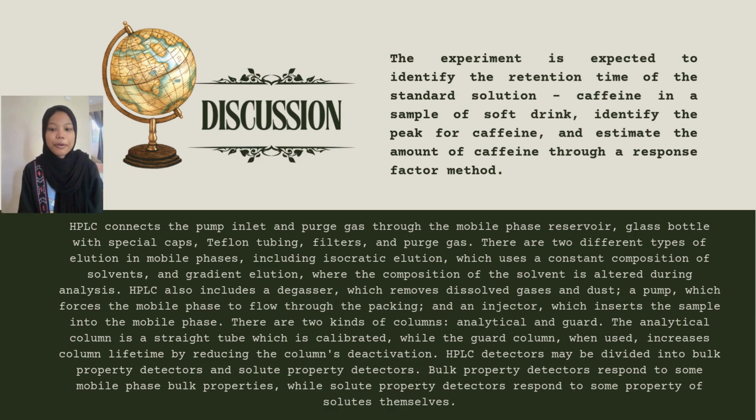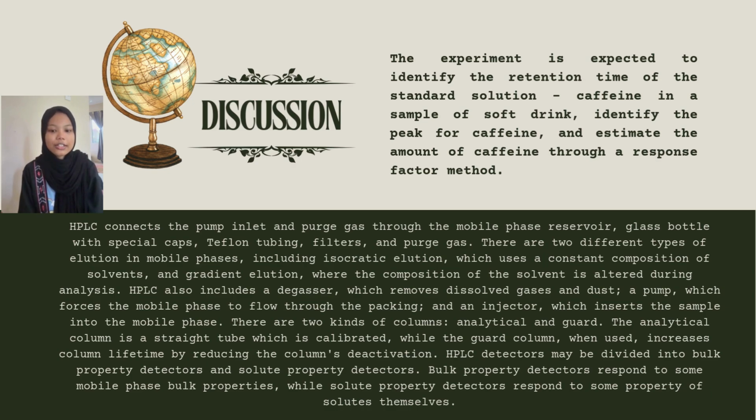HPLC connects the pump inlet and pushes gas through the mobile phase reservoir: glass bottle with special caps, Teflon tubing, filters, and purge gas. There are two different types of elution in mobile phases, including isocratic elution, which uses a constant composition of solvents, and gradient elution, where the composition of the solvent is altered during analysis.